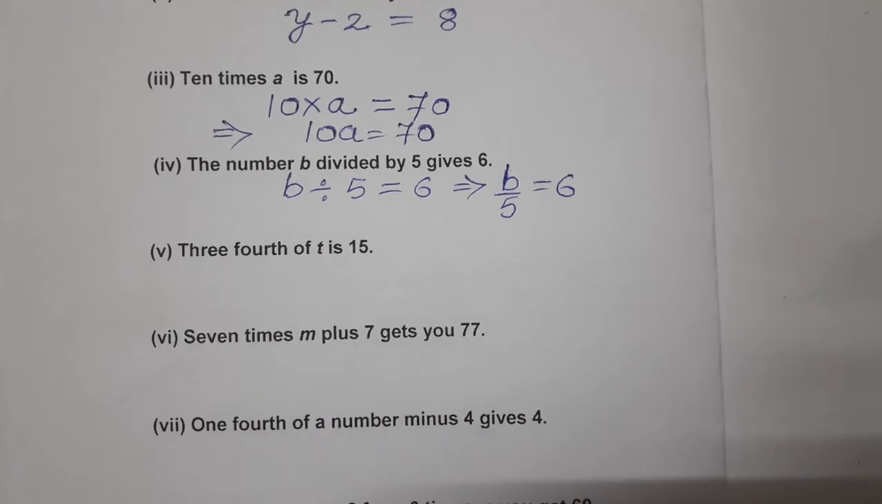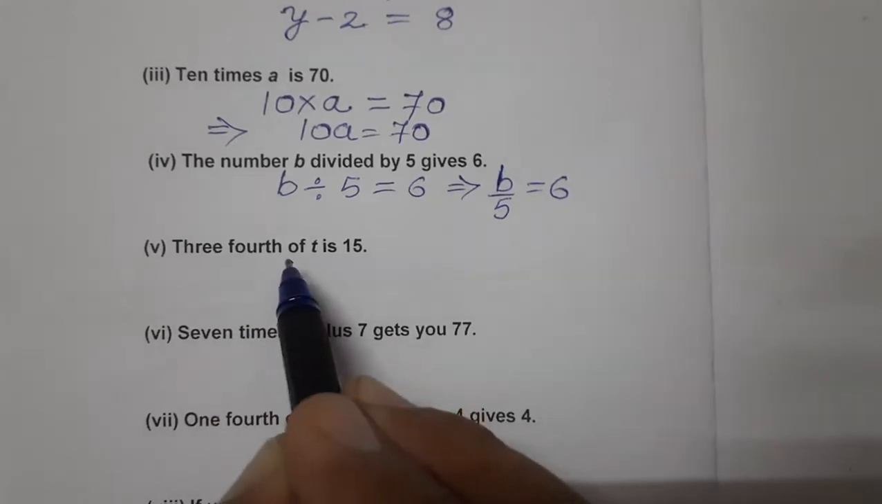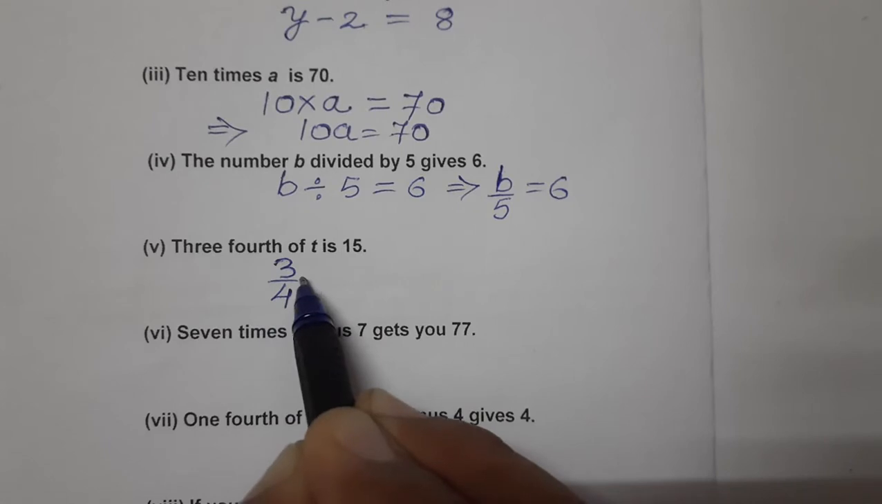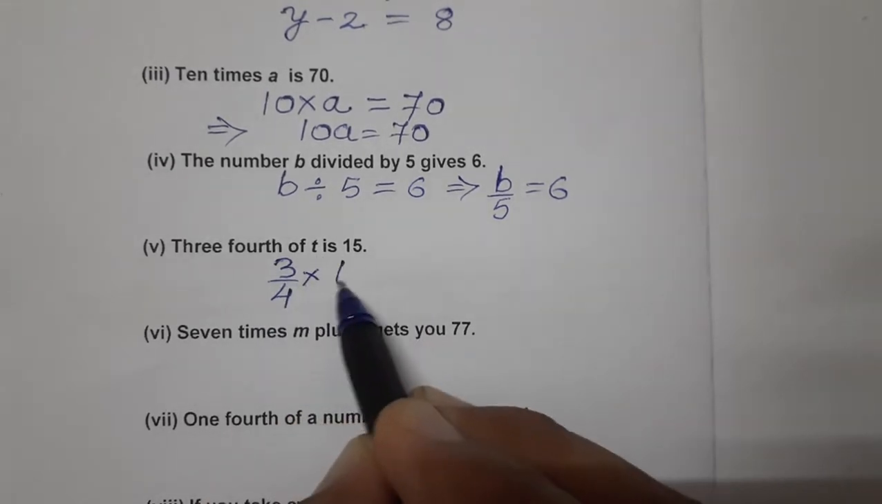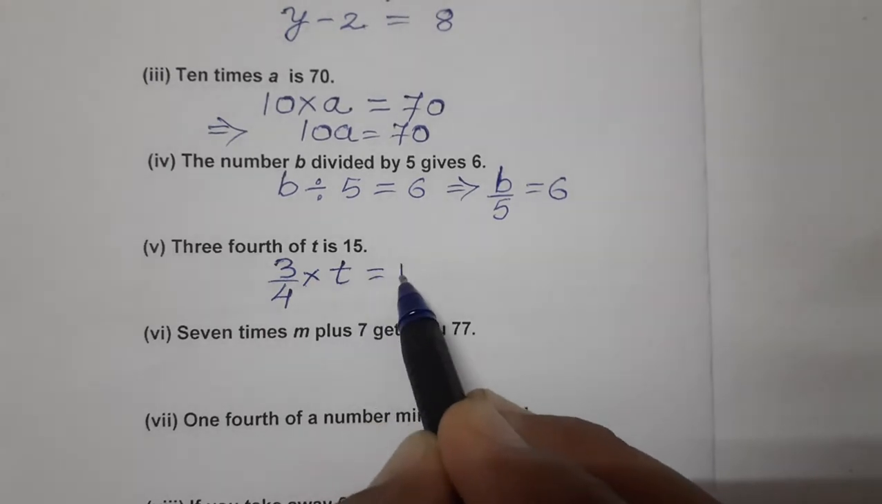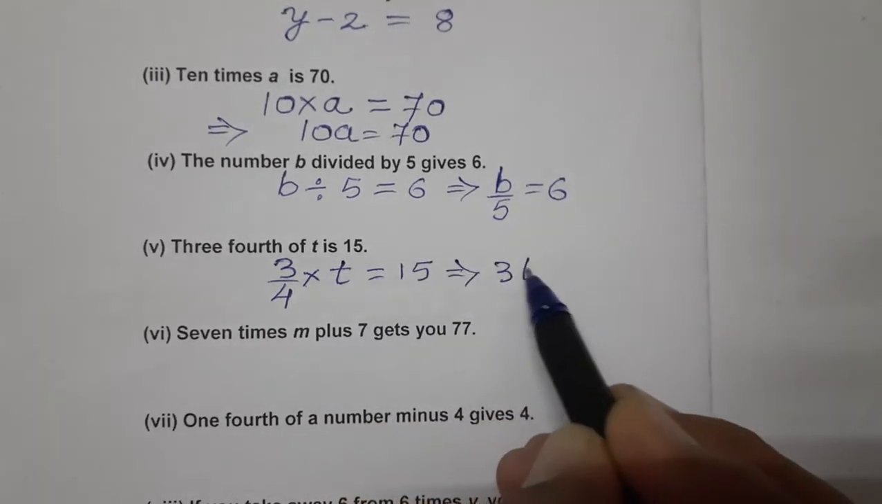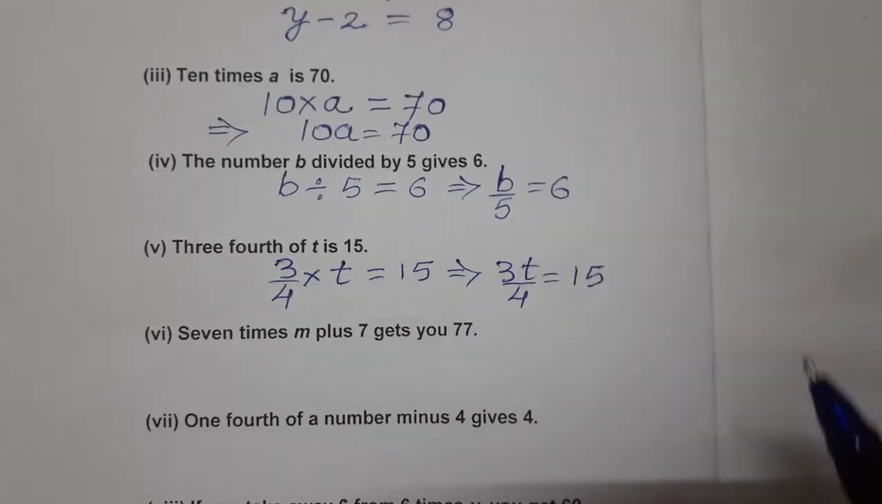Next one, read. 3/4 of t is 15. 3/4 of t. Of means multiply, children. T is the variable given to us, equals to 15. So we can write in this way also, 3t by 4 equals to 15.